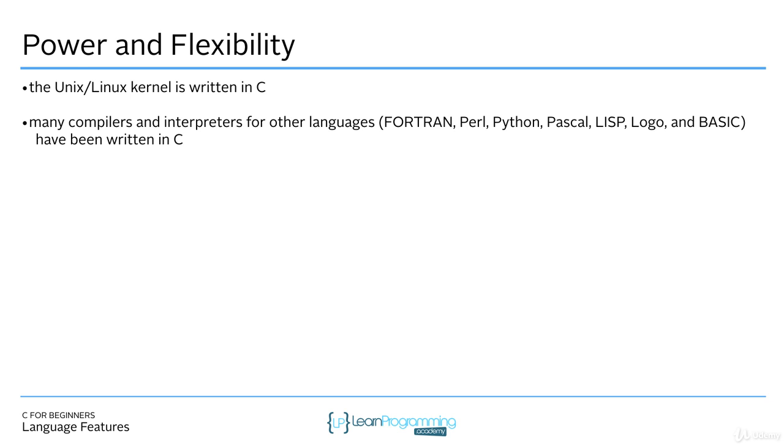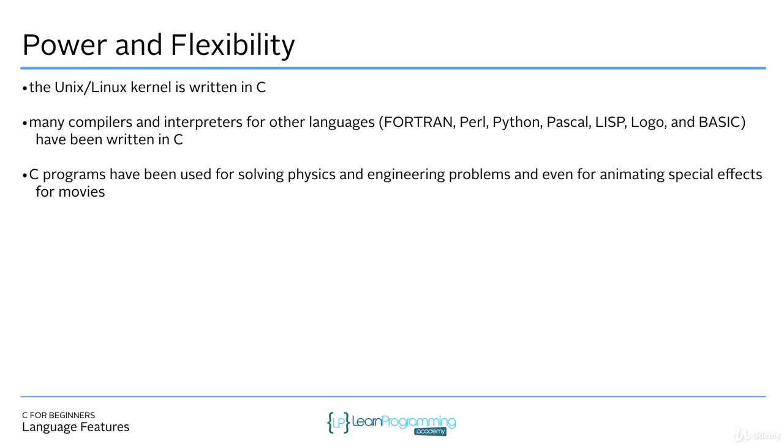So if that doesn't tell you the powerful nature of the language, I don't know what will. But Fortran, Perl, Python, any compilers that are written in those types of languages are written in C. So C programs have been used for solving physics and engineering problems and even for animating special effects for movies. Widely used for many different things.